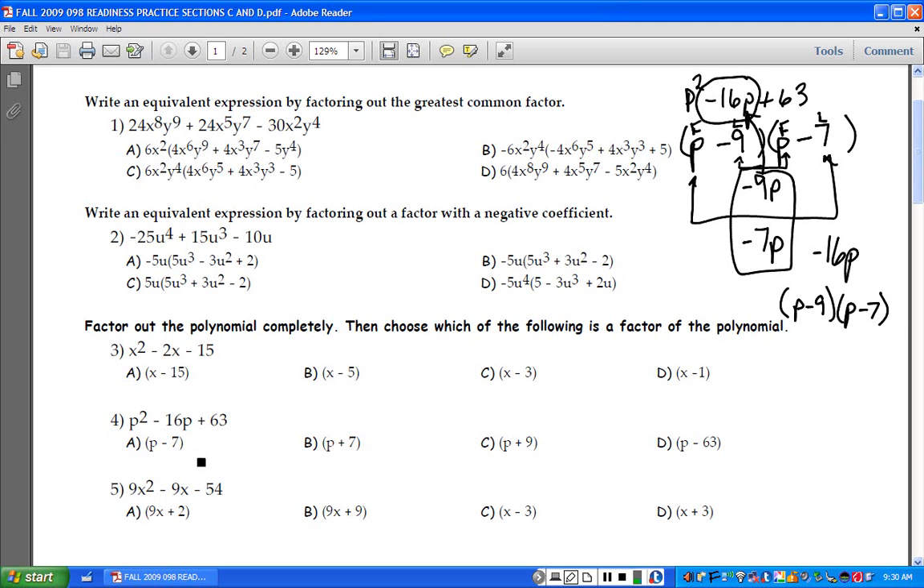So we check our answer choices for number 4. A says p minus 7. P minus 7 is one of our selections, so we hold on to that. We think that's the answer. Let's double check. We have p plus 7 for B, not over here. We have p plus 9 for C, not over here. And D is p minus 63, we don't have it. So what we thought originally, A would be the correct answer, p minus 7.